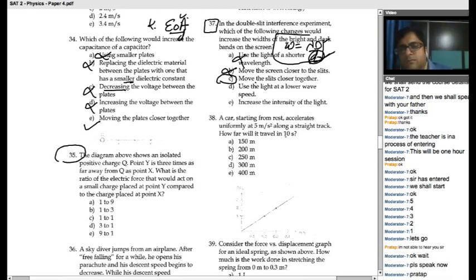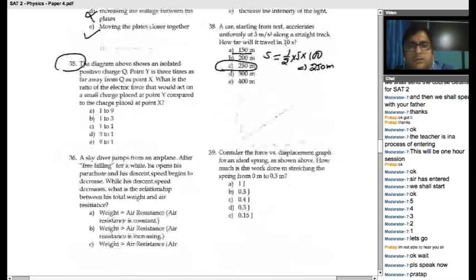Okay, the diagram is not clear, so let's not do that one. In this case you have to just use the formula ut plus half at square. U is 0, so displacement is half at square. So half into 5 into 10 square. So 250 meters is the answer. Right? Any doubt? Now let's solve the last question. The figure is not clear, so just leave this.